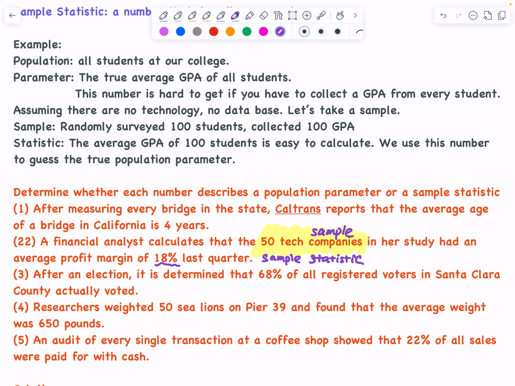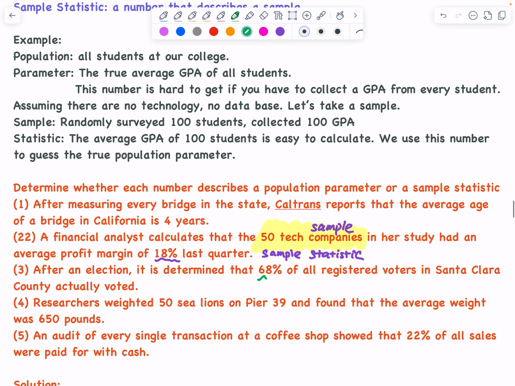And then number 3: after an election, it is determined that 68% of all the registered voters in Santa Clara County actually voted. This 68% is based on all the voters, so all the voters in that county is a population. The 68% describes the population, so this 68% is a parameter.